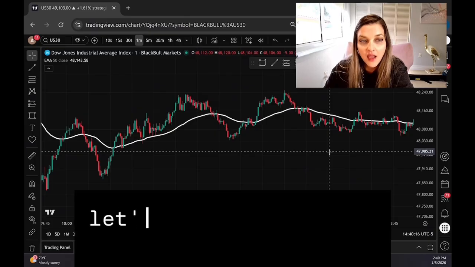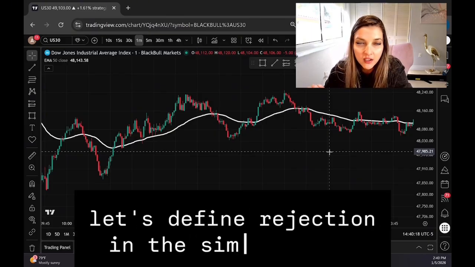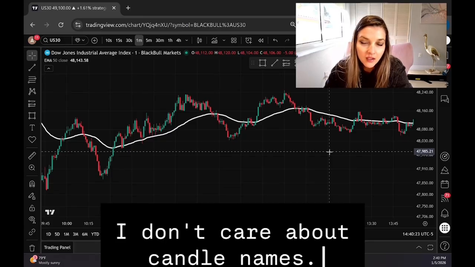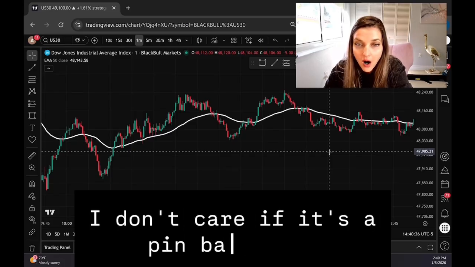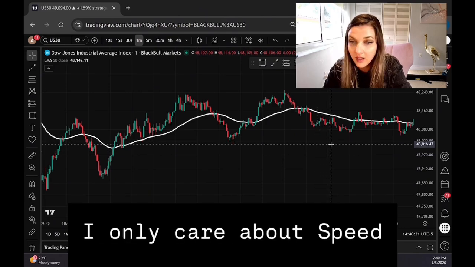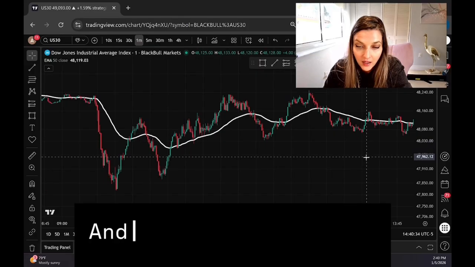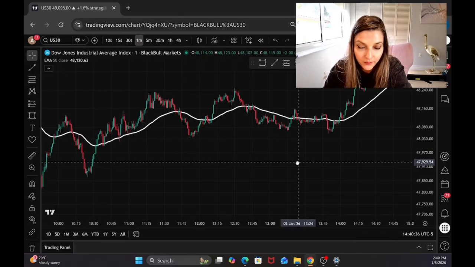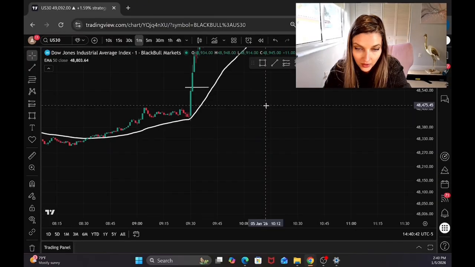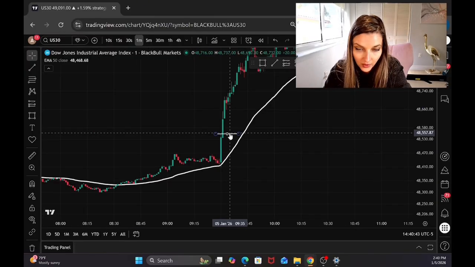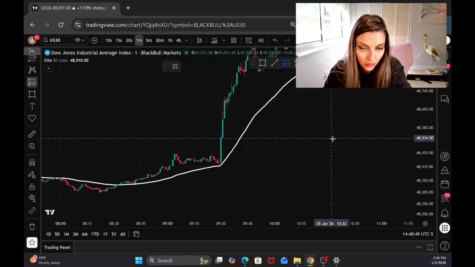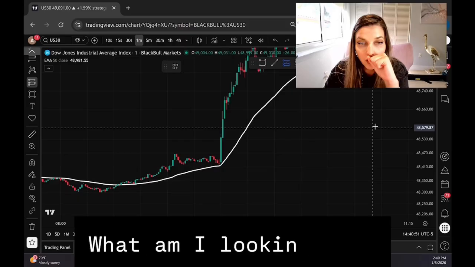Now let's define rejection in the simplest way possible. I don't care about candle names. I don't care if it's a pin bar or an engulfing. I only care about speed and reaction. And EMA reaction is simple. What am I looking for? Let me go to the daily. Here we go. I have some things marked here. Let me delete all the drawings. Here we go. What am I looking for?